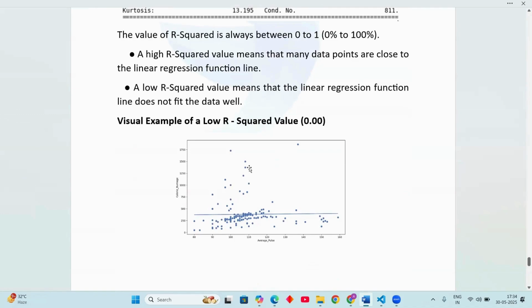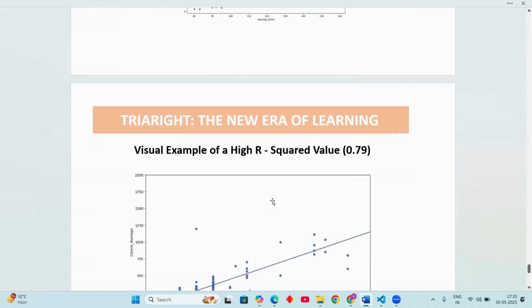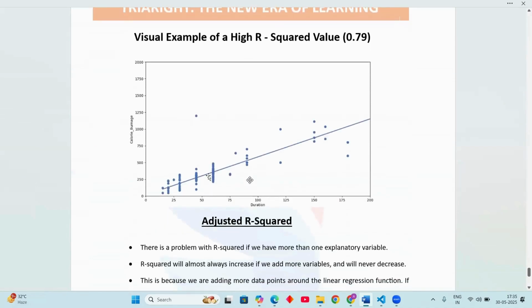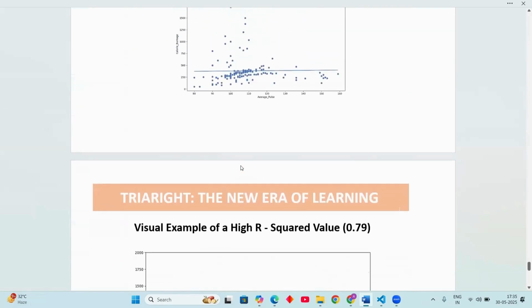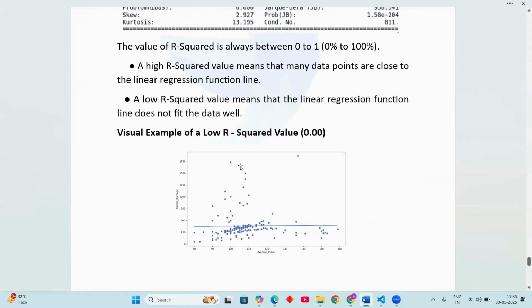Most of the data will not be represented properly according to the line. So that's the case we call low R squared. And this is high R squared, where all the data points lie in the range along the line. Now I want to create a high R squared and a low R squared. Let's move into VS Code.